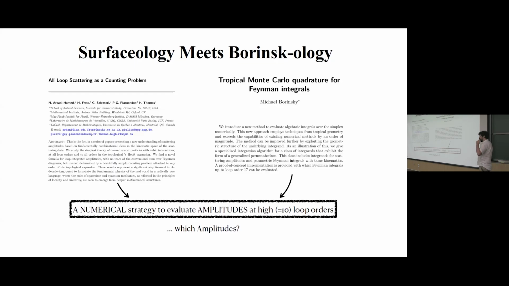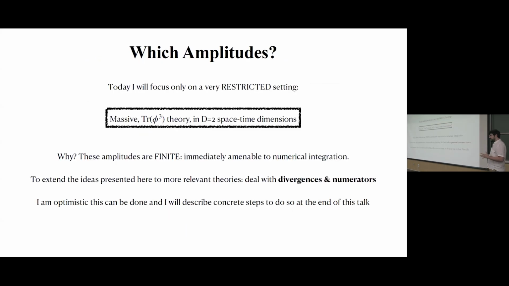Now, if it sounds a little bit too good to be true, it's because perhaps you're wondering exactly which amplitudes I'm talking about. And indeed, for today, I will focus on a very restricted setting. I will be focusing on massive trace phi cube theory in D equal to space-time dimensions. Why do that? Because these amplitudes happen to be finite, so they are immediately amenable to numerical integration. In order to go beyond this evident limitation, we will have to understand how to deal with divergences and how to deal with numerators. Now, I am optimistic that this can be done, and towards the end of my talk, I will present a few concrete steps to make progress in that direction.